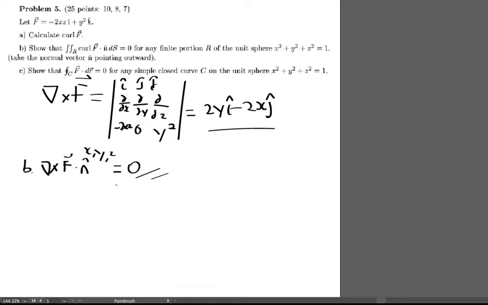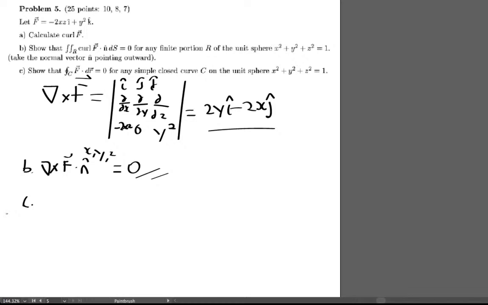Okay. Part C, as this is the final problem. And this is the easiest one. Show that the line integral over a closed loop of f vector dot dr vector is 0 for any simple closed curve C on the unit sphere x squared plus y squared plus z squared is 1.